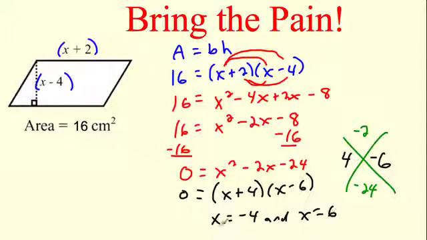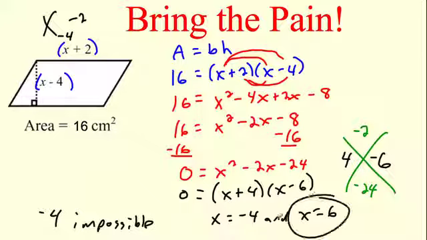Now when I go back to this problem, is negative 4 really going to make sense? Can I really put negative 4 in for x? No, because negative 4 plus 2 is negative 2. Can this distance be negative 2? No, that's impossible. So negative 4 is actually impossible. Just to make sure, you may want to make a note of that. That doesn't work. But this 6 definitely does work. When you put it in, 6 minus 4 is 2. 6 plus 2 is 8. Multiplies to 16, and you are good to go.